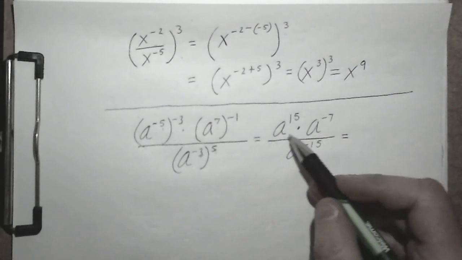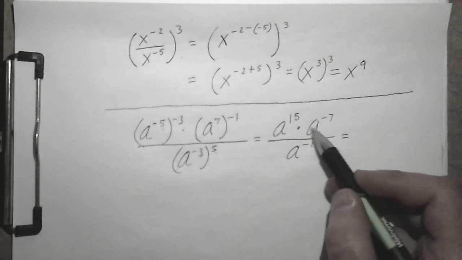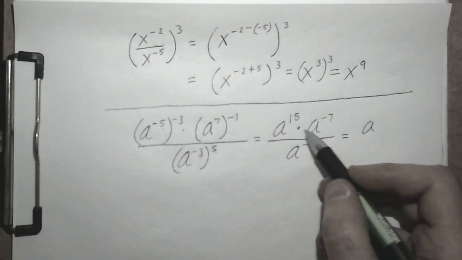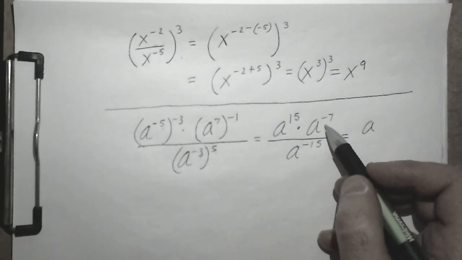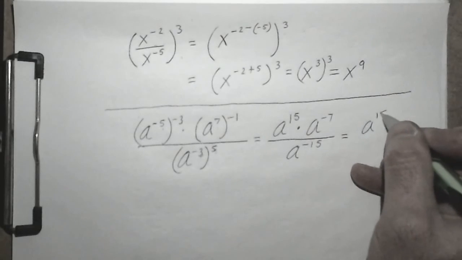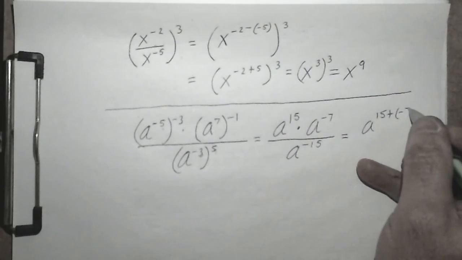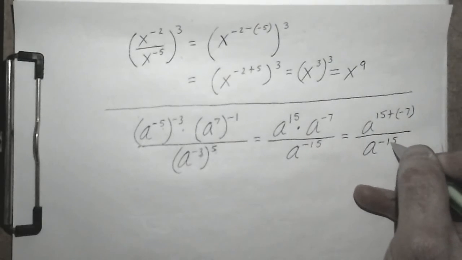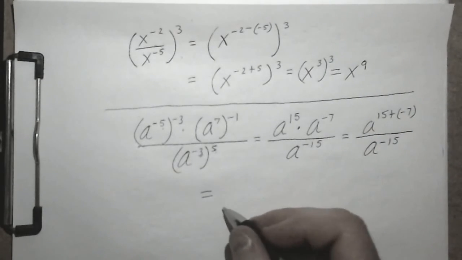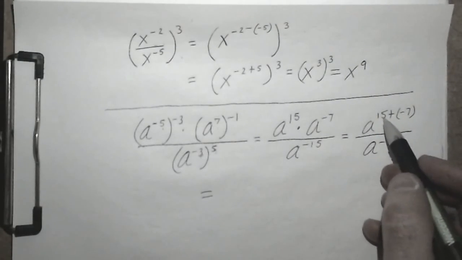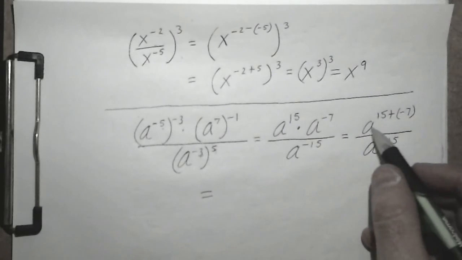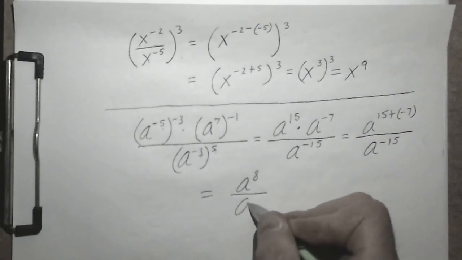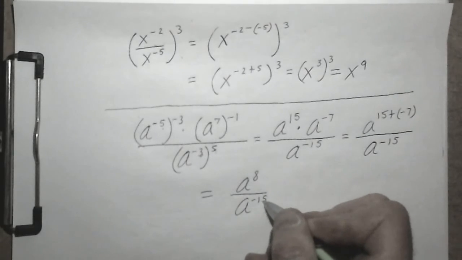Back up in the numerator, now we're multiplying like bases together, in which case we keep the base the same and we add the exponent. So a to the 15th multiplied by a to the negative 7th power is going to be a to the 15th plus negative 7 power, and this sits over a to the negative 15th power. I'll continue down here. 15 plus a negative 7 is a positive 8, so the numerator simplifies to a to the 8th power, and that sits over our denominator, which is a to the negative 15th power.